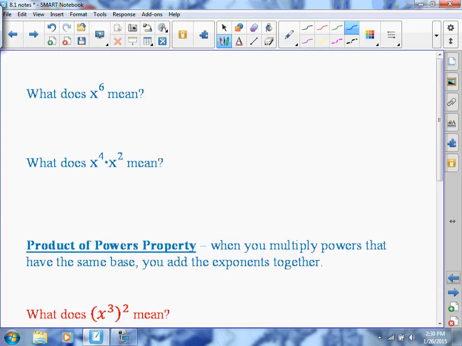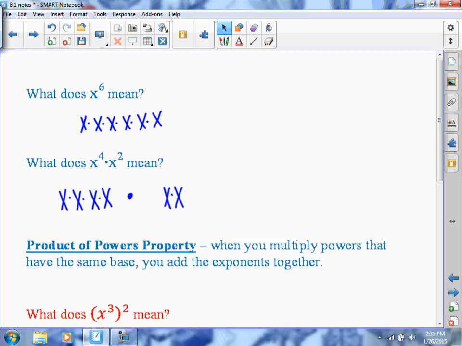We're going to talk about a couple of our properties here. The first of the three is the product of powers property. We've already talked about what x to the sixth means: x times itself 6 times. So here I'd have x to the fourth, which is x times itself 4 times, and then x squared, which is x times itself 2 times. The little dot in between says that I'm multiplying those two expressions together.